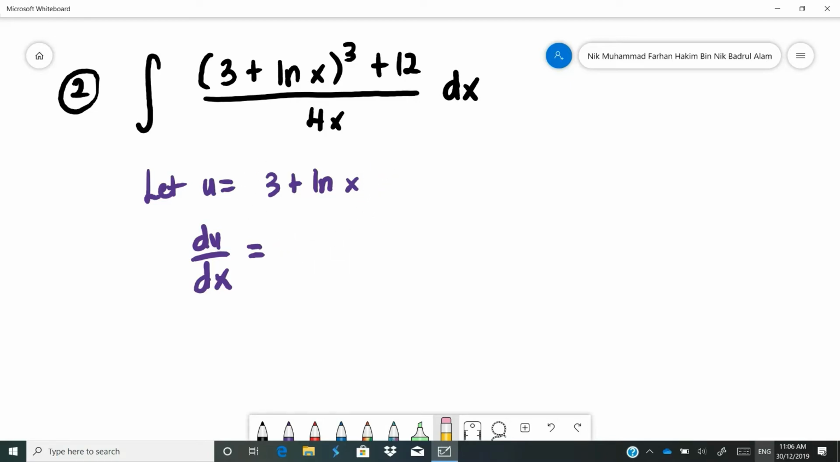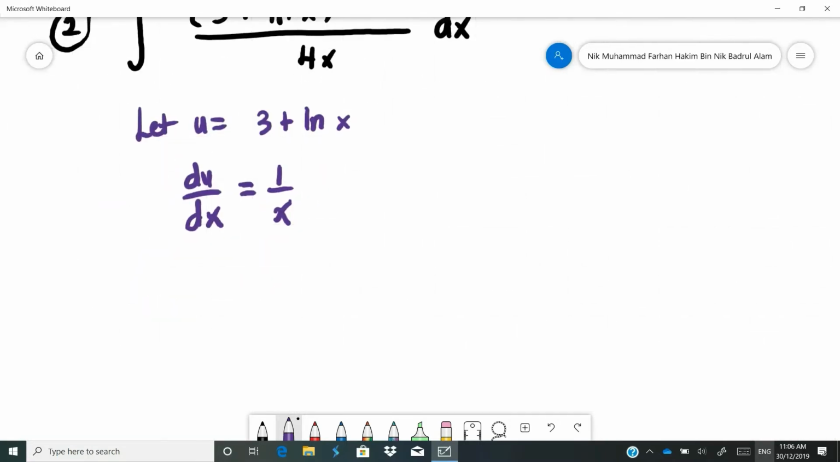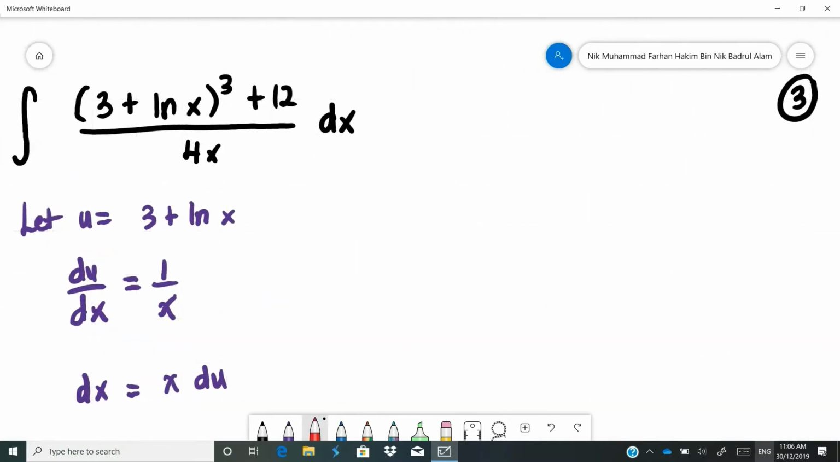So actually, you will have to take only the one in the bracket, meaning without the power. So we'll take this as u: 3 plus ln x. Because when you try to differentiate this, you get 1 over x. So now, make dx the subject. So dx is equal to x du. Alright. So try to substitute back into the initial integration.